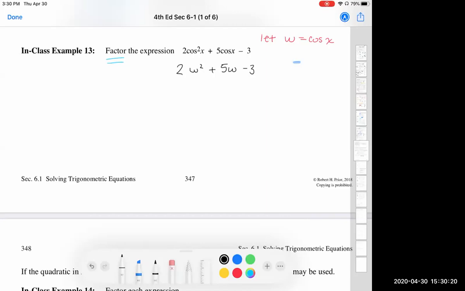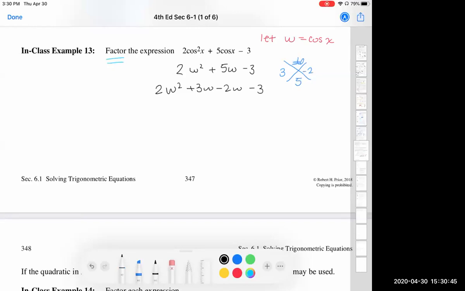Okay, can we factor this? Yeah, we can. 2 times negative 3 gives me negative 6. Our middle term is positive 5, so 3 and 2 will do the trick. We'll make the 2 negative, so my 5 can be positive. So this can factor to be 2w plus 3w minus 2w minus 3.